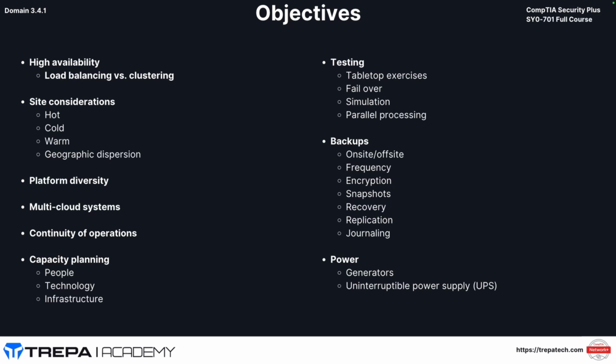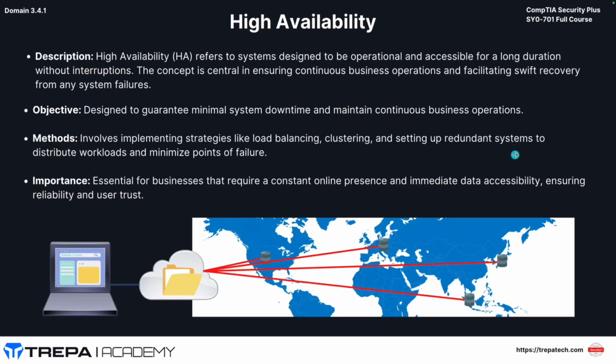And we're going to go over different site considerations. We're going to go over ways to deliver high availability to our network when it comes to our network infrastructure or our systems. And then we're going to go over platform diversity, just multi-vendor environments, and how we do capacity planning in terms from the cyber perspective.